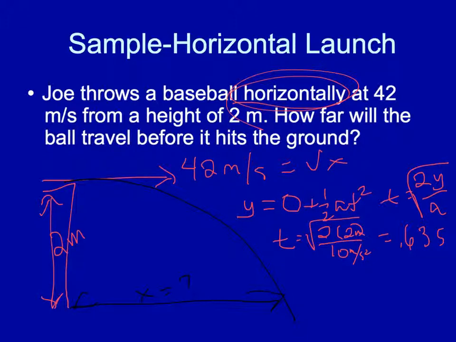If it takes 0.63 seconds to reach the ground, the next thing I have to do is figure out how far it's going to travel. Since there's no acceleration in the x direction, I can simply say Vx is equal to dx over t. So therefore dx is equal to Vx times t. So x, which I'm looking for, is equal to v in the x times t. So 42 meters per second times 0.635 is equal to 26.6 meters.